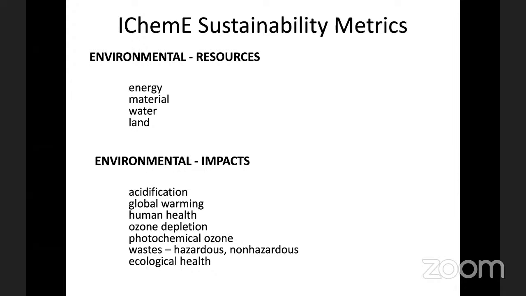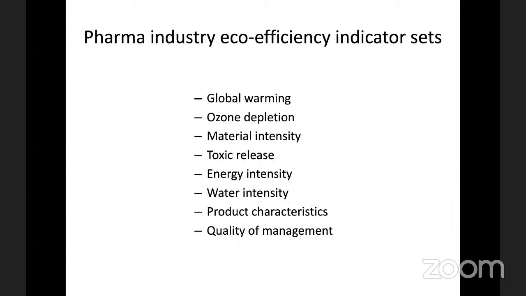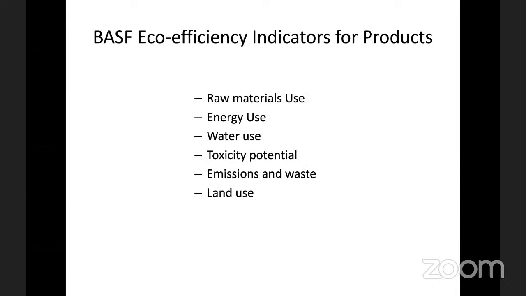Similarly, IChemE from the European Union has sustainability metrics in the environmental resources, impacts, economic metrics, social metrics. The pharma industry has eco-efficiency indicator sets, and you'll see that some of these metrics are overlapping between the different methods, but you'll see that material, energy, water intensities, global warming, ozone depletion, toxic release, and product characteristics and quality of management. There are some common indicators for each of these sets. BASF is a company and it has eco-efficiency indicators. Again, it uses about 6 indicators for its products.